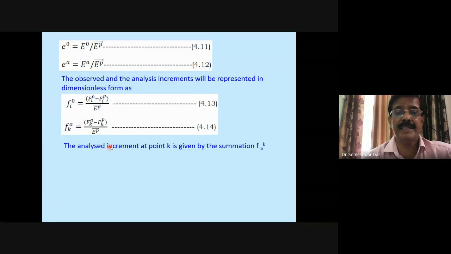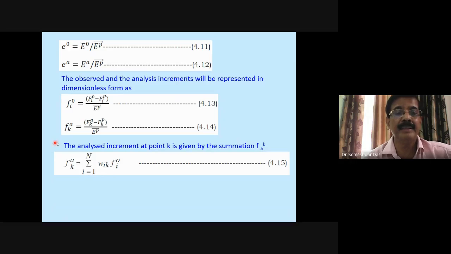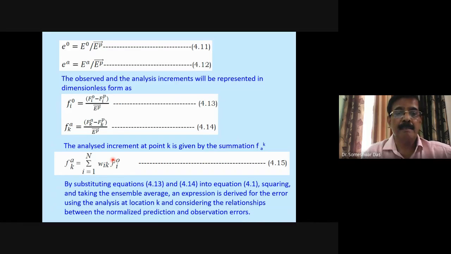The analyzed increment at point K is given by the summation, represented as FKA. The analysis increment at the point K is the sum over all the observations, I equal to 1 to n, of the weighting factor times FIO. This is the observation increment. By substituting this equation and this equation into the first equation that we saw, squaring and taking the ensemble average, the expression is derived for the error of the analysis at location K.